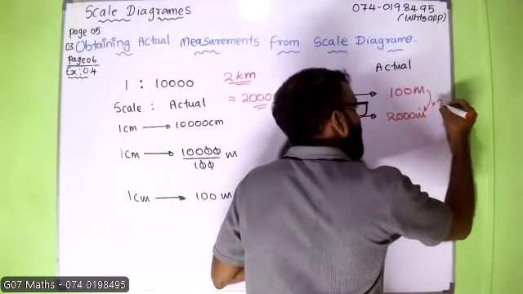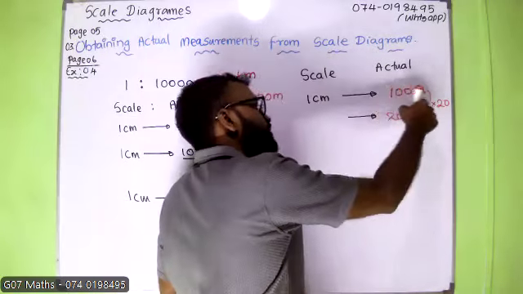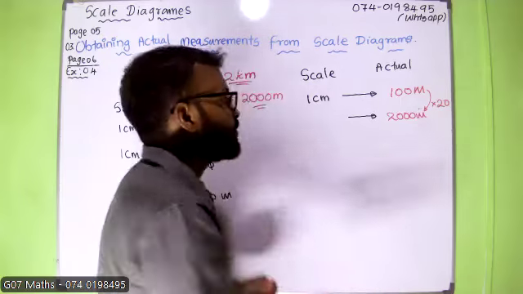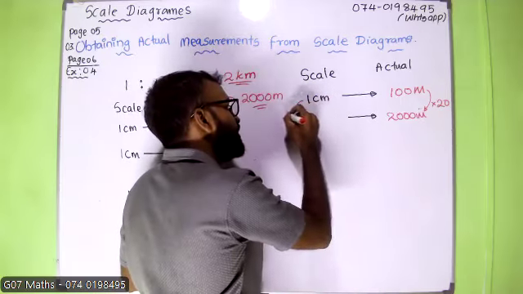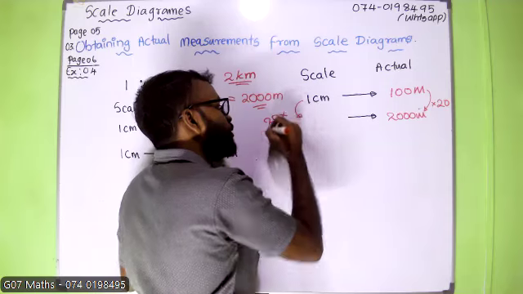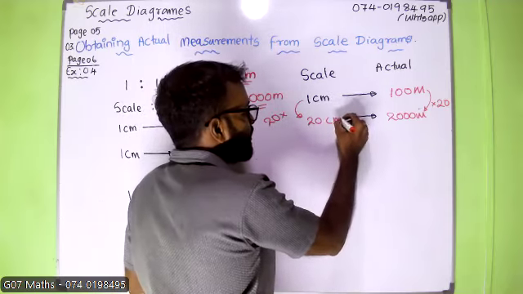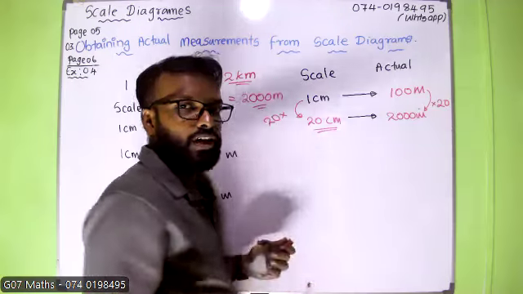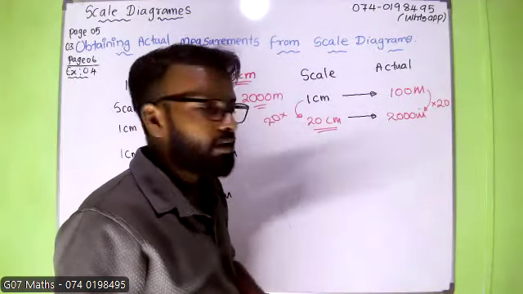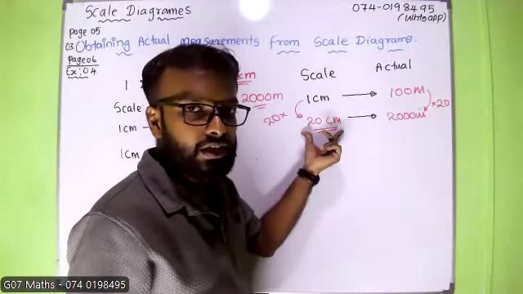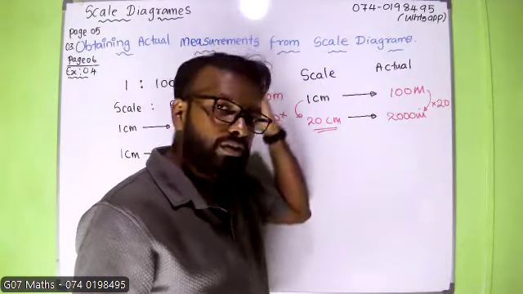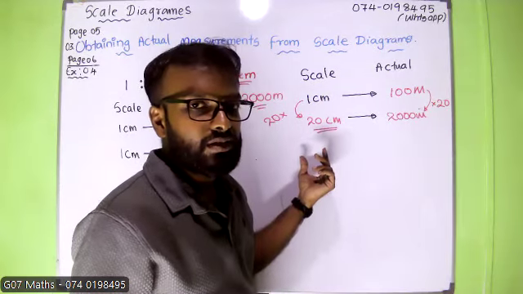100 multiplied by 20 is 2000. So 1 multiplied by 20 is 20 centimeters. All of the answers are correct, right? Previously also you got 20 centimeters.